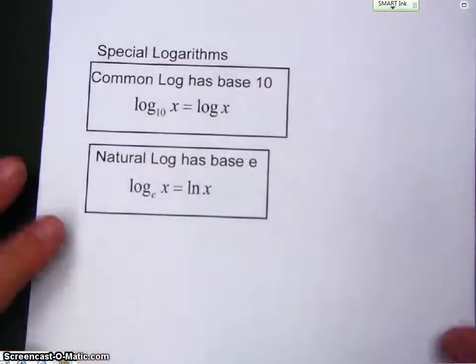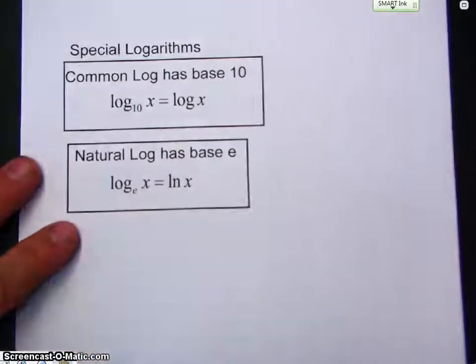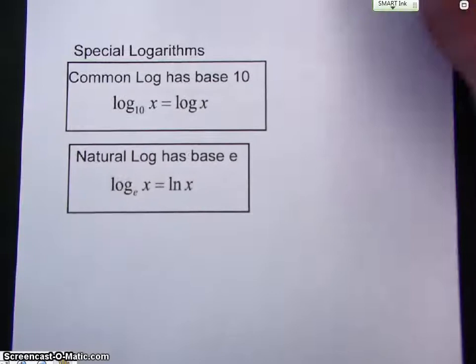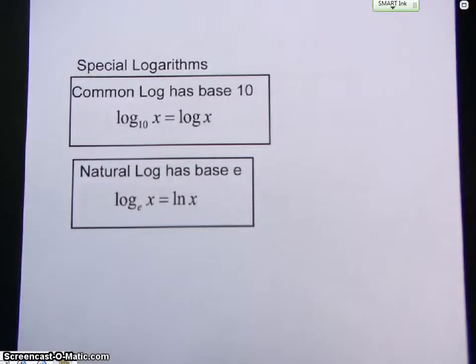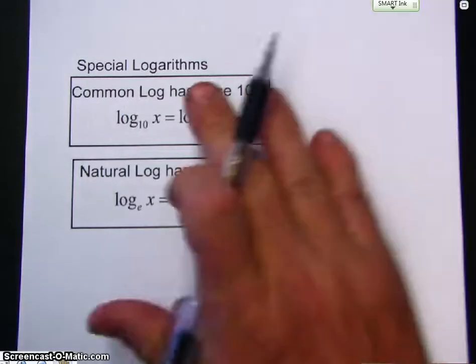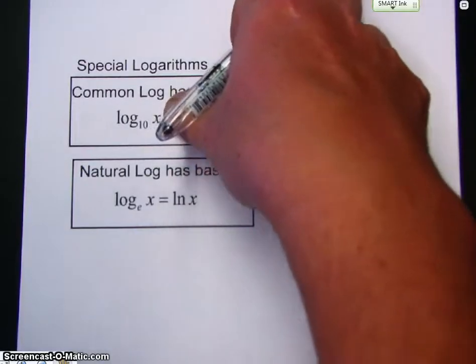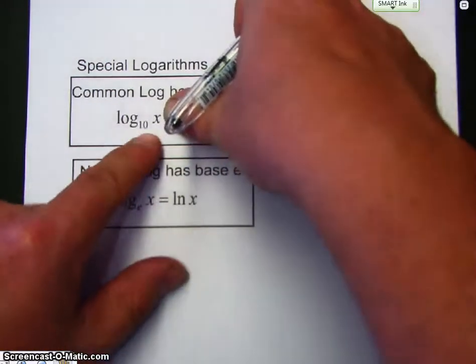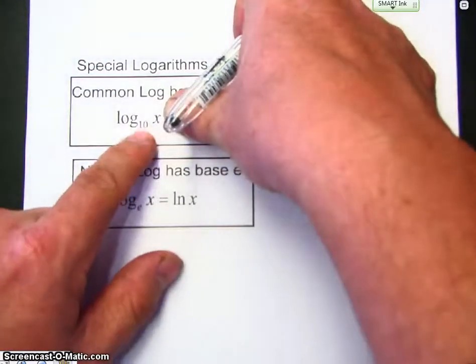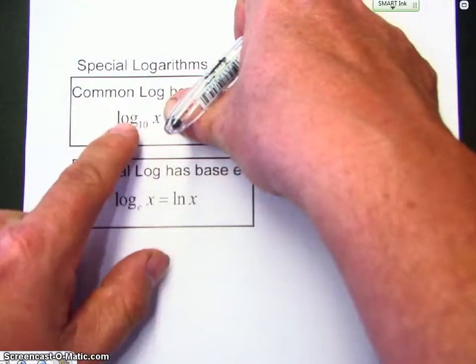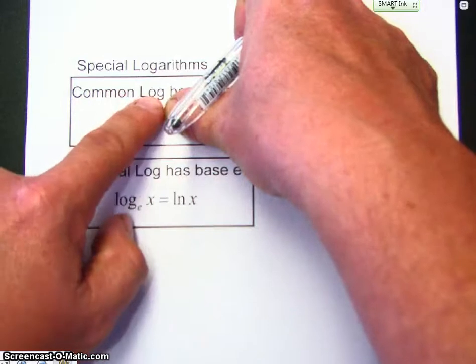Alright, special logarithms. Yay. These are special because they have a different definition. Not definition, but a different way of writing logarithms. Alright. So if we look at the first one here, this is called a common log. Why? Because you have a base 10. Anytime the number right here is 10, it's called a common logarithm.